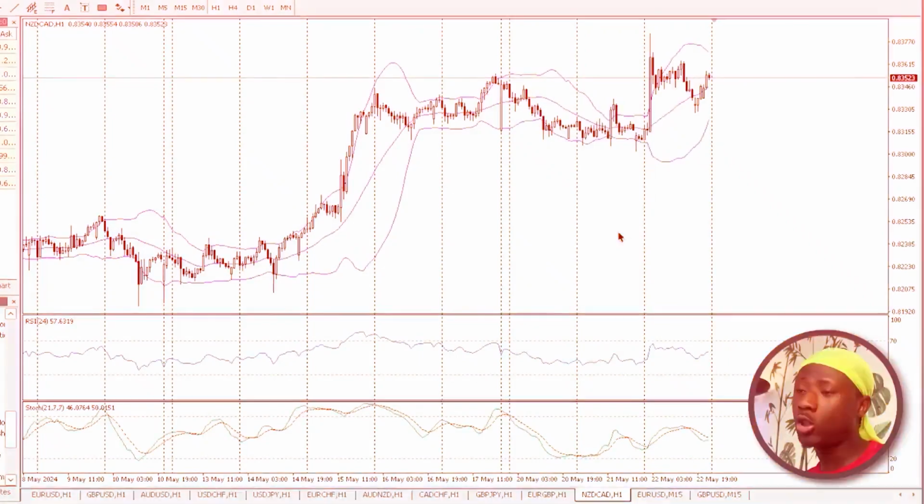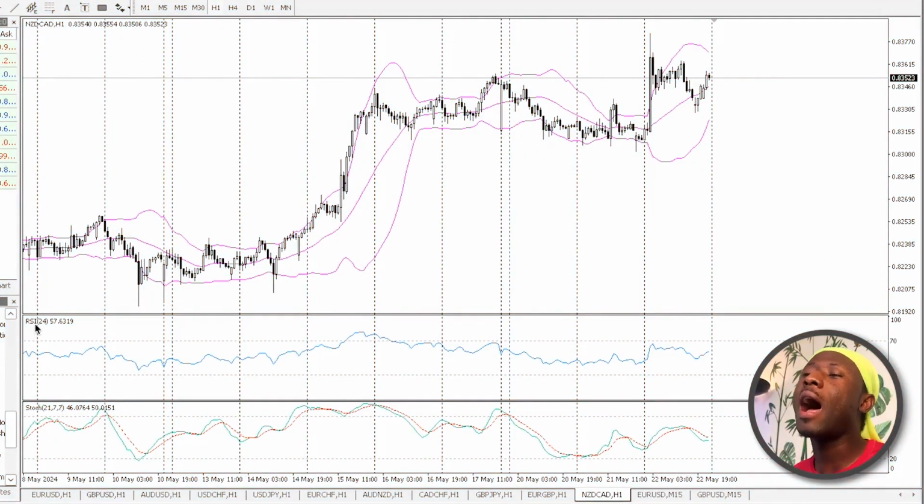You want to choose a pair that doesn't have a lot of correlation among them. So if you are choosing a reversal type of strategy, or a breakout type of strategy, or a strategy based on indicators, then you want to choose pairs that reverse a lot of the time. If you come here, I have the RSI and the stochastic indicator, which I combine together to trade a reversal type of market.